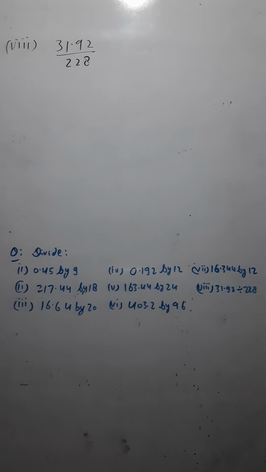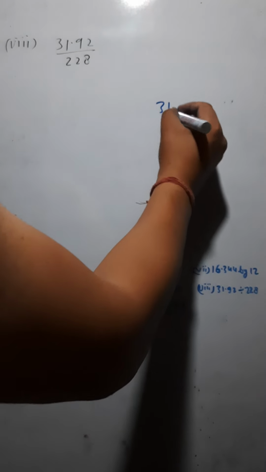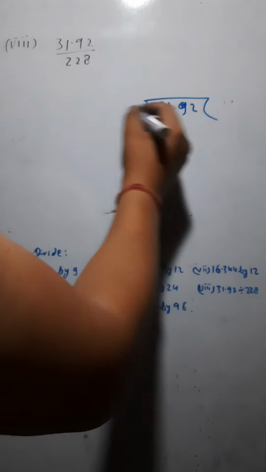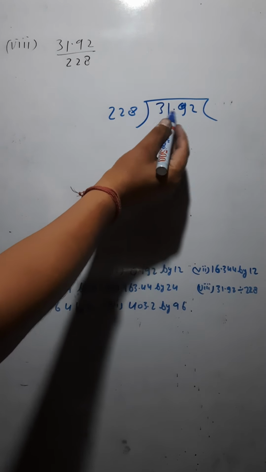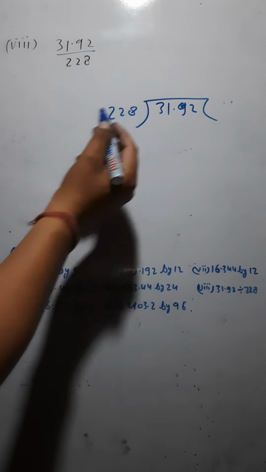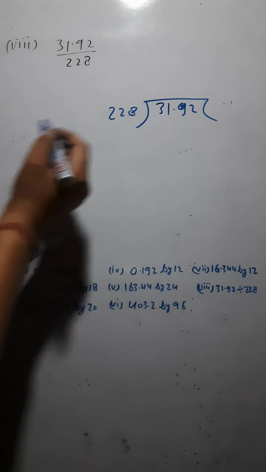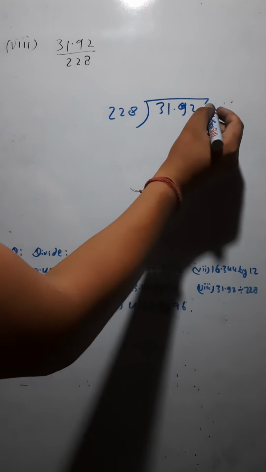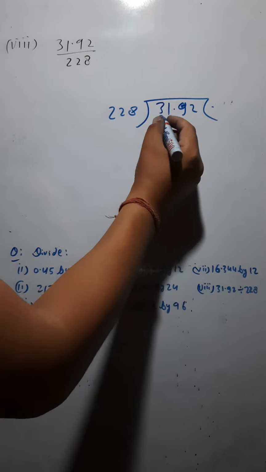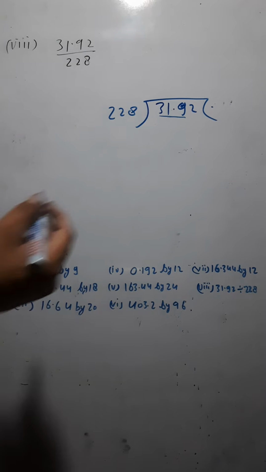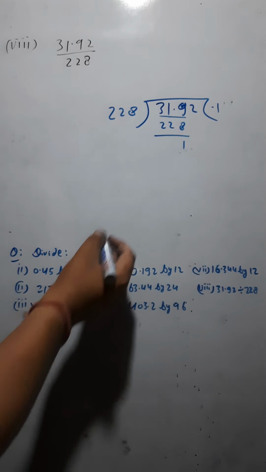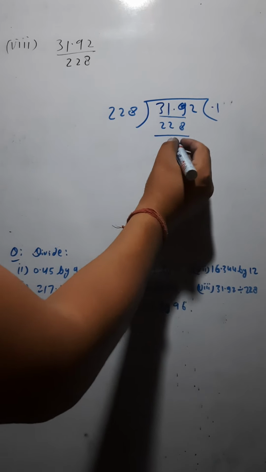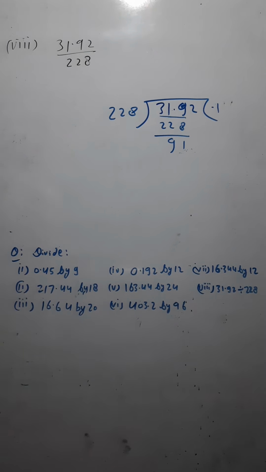Okay, let me solve this. 31.92, you have to divide this by 228. Now first you would divide this 31, before the decimal is 31, so divide this 31 by 228, not divisible because 31 is smaller than 228. Okay, so now this decimal would come here. Now you would divide 319, these 3 digits you have now. Okay, how many times would it go? 1 time. 228 1s are 228. Just subtract, and then you have 11 minus 2, that would be 9, isn't it?